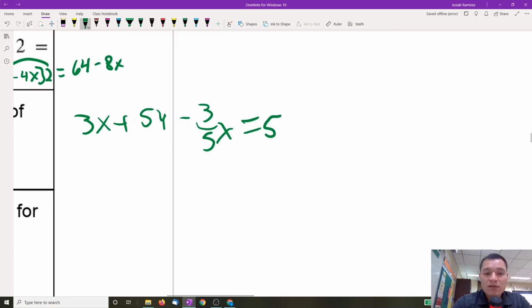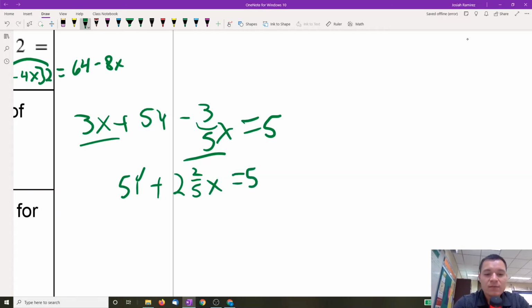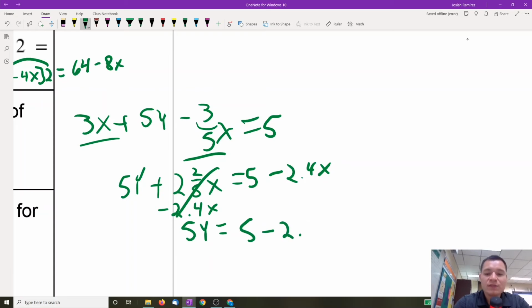Okay, let's combine our x's. 3x minus 3/5 x. 3/5 is less than 1, so if you combine this with this, it'll make 5y plus 2 2/5 x equals 5. Let's subtract the 2 2/5. 2/5 is 0.4, so I'm going to subtract 2.4x. 5y is equal to 5 minus 2.4x.